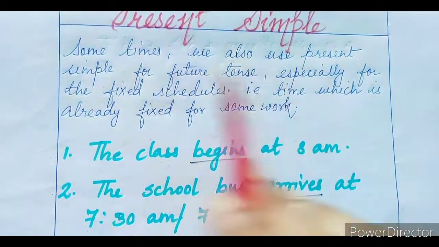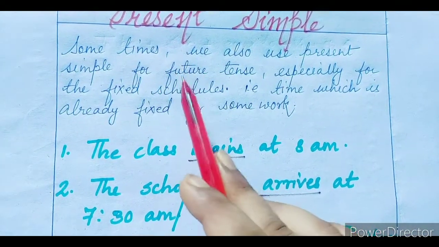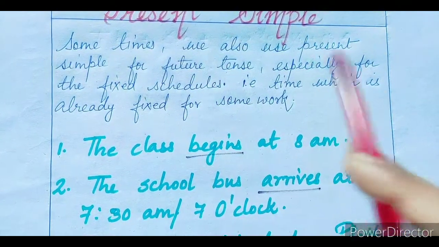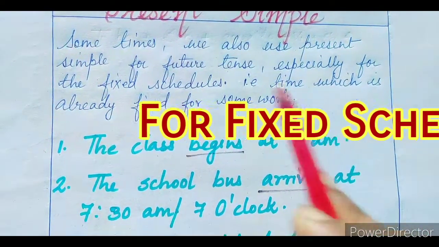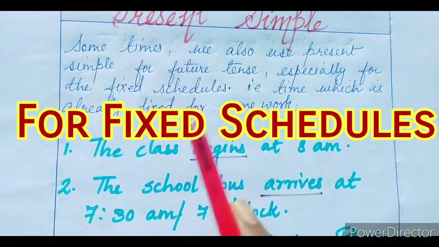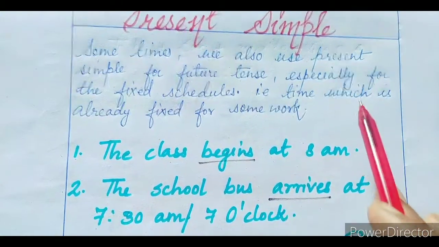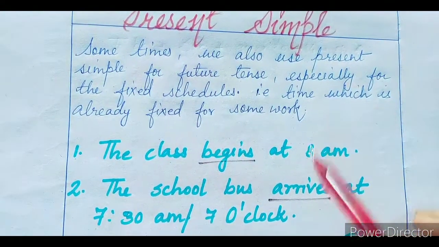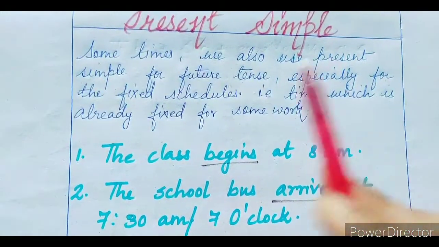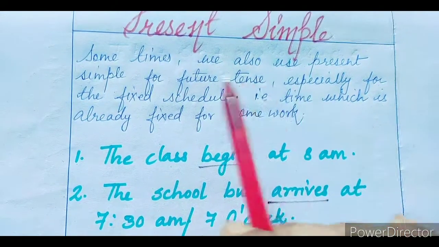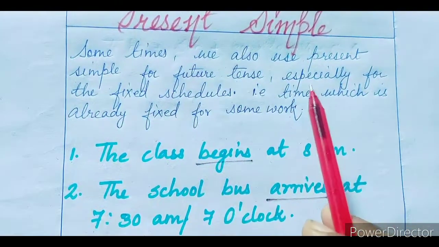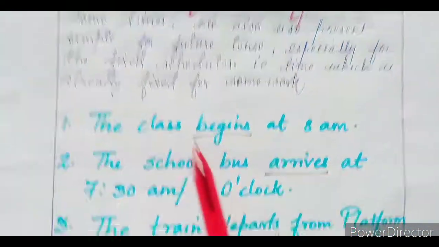Sometimes we also use the simple present tense for indicating the future tense, especially for the fixed schedules. Okay, that is time which is already fixed for some work or something. So we have already fixed a time to do something. So in that case, to indicate the future tense, we will be using the simple present tense form. Now let us see some examples.